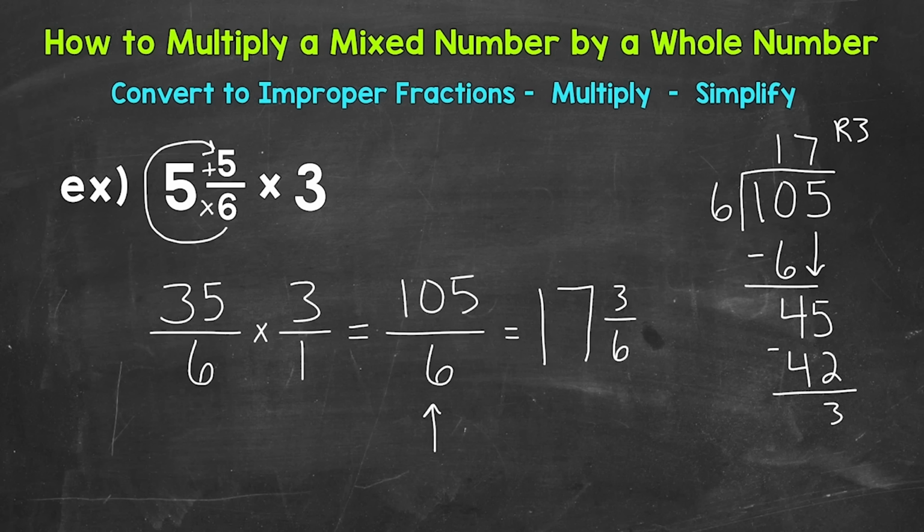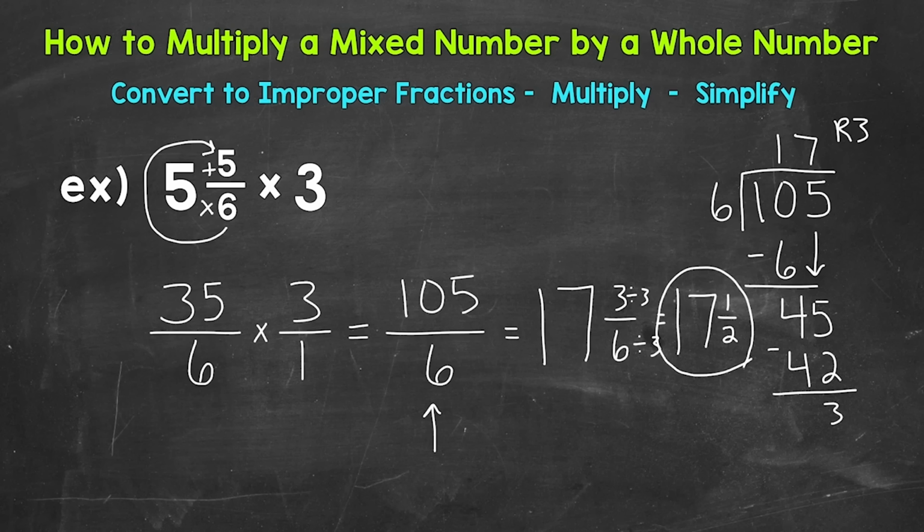Always check to see if you can simplify the fractional part of a mixed number. And in this case, we can. We have a common factor of 3 between 3 and 6. So let's divide both of these by 3 in order to simplify. And we get 17. 3 divided by 3 is 1. And then 6 divided by 3 is 2. So we get 17 and a half for our final simplified answer.